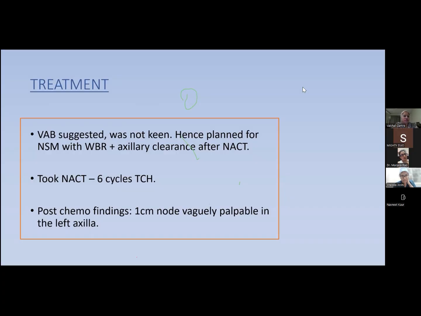What is the need of doing any nipple sparing? She could have a therapeutic mammoplasty done and contralateral reduction to make her life easy. She's F size. I'm sure that's a difficult size to manage daily activities. So that would have maybe served her better.